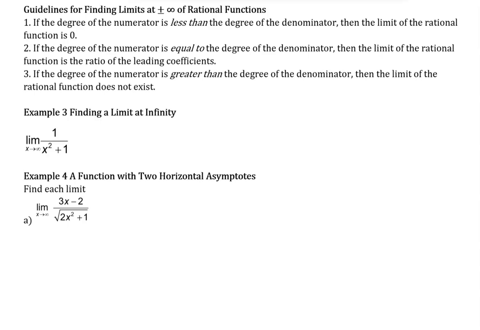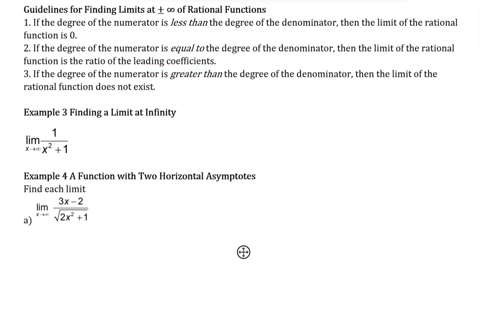We do have some general guidelines for finding the limit at positive or negative infinity for rational functions, and they come from what we learned in pre-calculus. If the degree of the numerator is less than the degree of the denominator, then the entire limit goes to 0. That makes sense because the denominator was more, and a larger denominator means a smaller fraction. How small? 0. If the degree of the numerator and the degree of the denominator are equal, then we take the ratio of the leading coefficients.